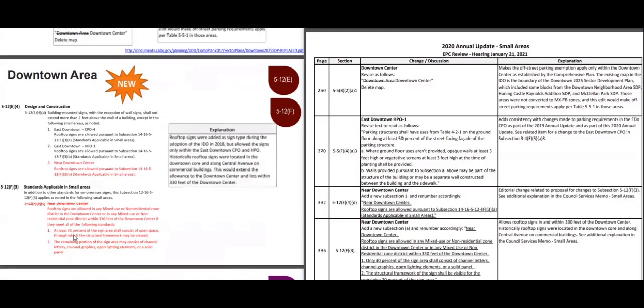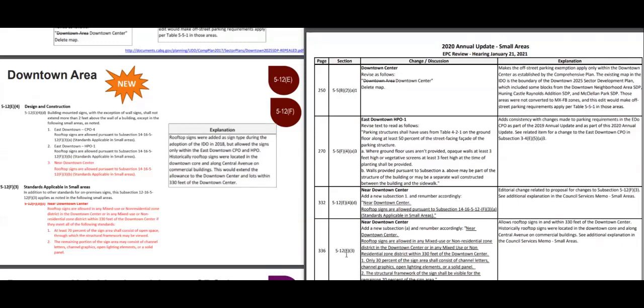This next change is section 512. It says 512E4D, near downtown center. So this section would add a new subsection 1 that reads, near downtown center, rooftop signs are allowed pursuant to subsection 14.16.512 F3A, standards applicable in small areas. This change is an editorial change related to the proposal for other changes to subsection 512F3. There's a little bit more information in the Council Services memo for small areas.